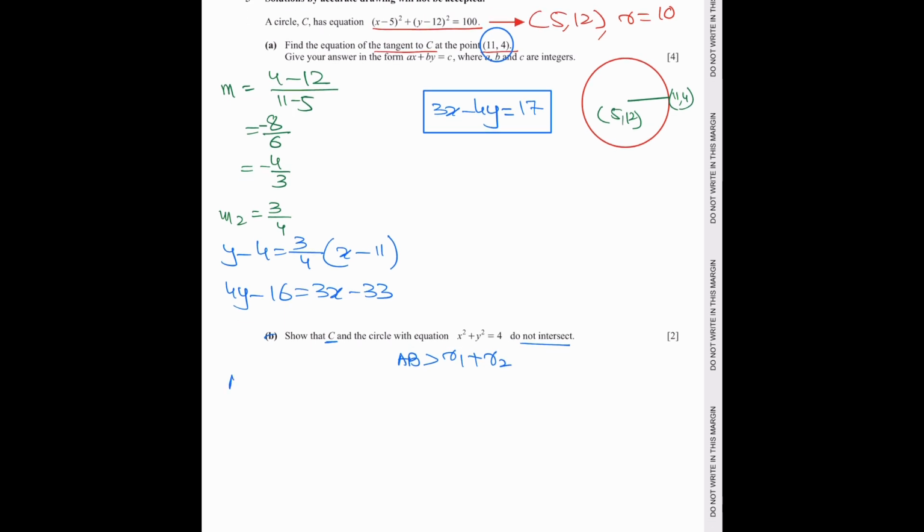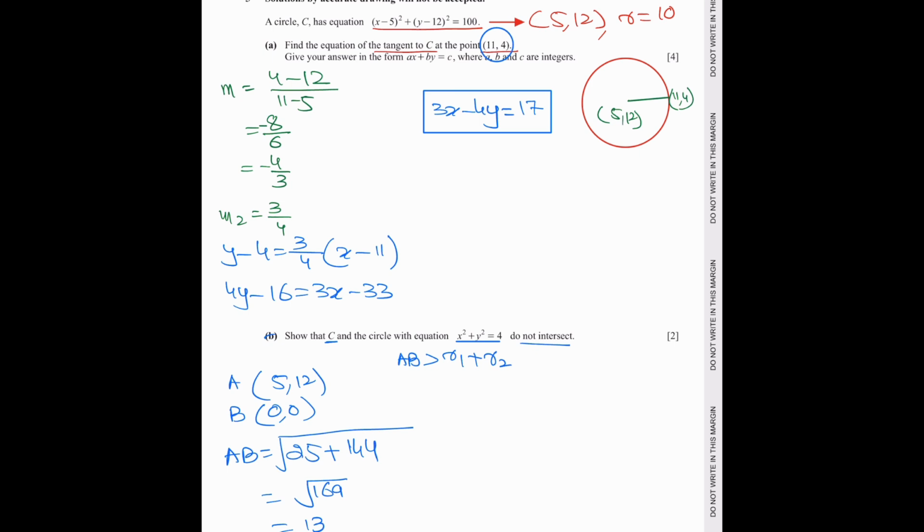So circle A has center 5, 12, circle 2 has center, from here we take the center, it is 0, 0. So the distance is square root of 5 minus 0 is 5, square 25. 12 minus 0 is 12, square is 144. So 144 plus 25 is 169 and the square root is 13.